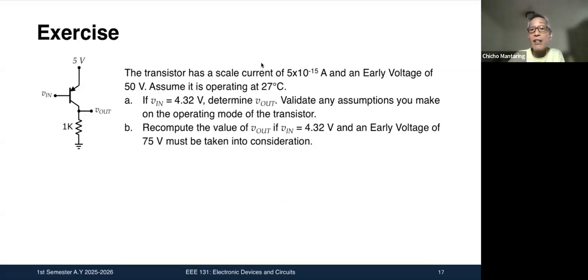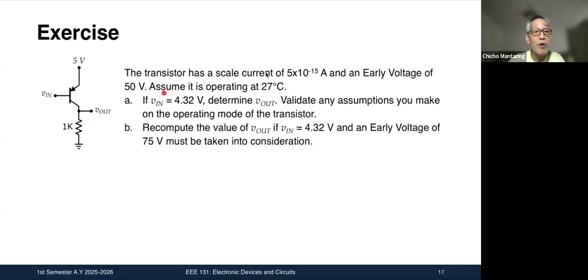Okay, so this is just an exercise. This transistor has a scale current of 5 times 10 to the minus 15 amperes and an early voltage of 50 volts. And then we assume it is operating at room temperature, not here in the Philippines, but room temperature in temperate countries, 27 degrees centigrade. So question A, if V in is 4.32 volts, determine V out.